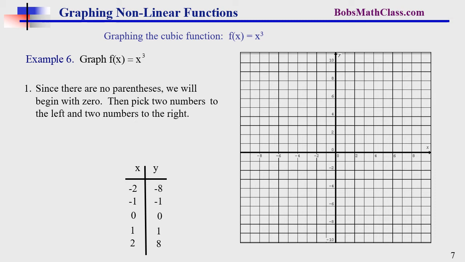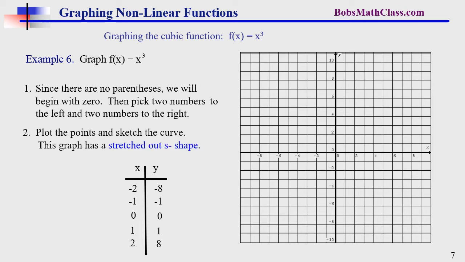All right, so you should have these numbers: -8, -1, 0, 1, and 8. So when you plug in -2 to the third power, it will be -8 because it's -2 times -2 times -2, and so forth. All right, plot the points.